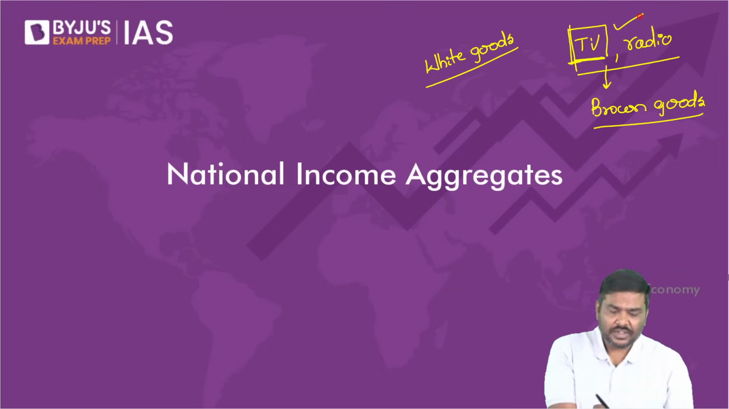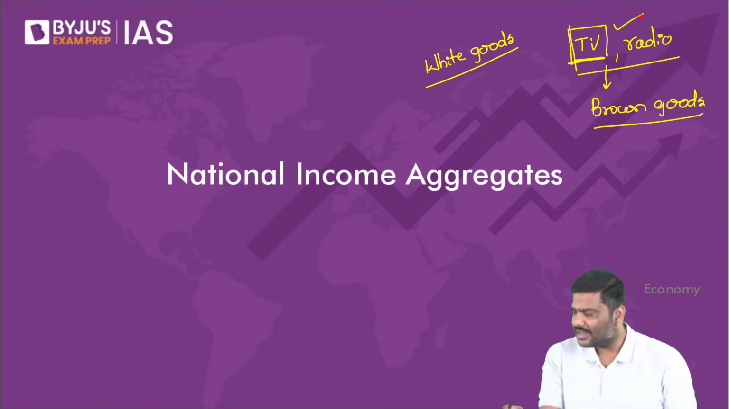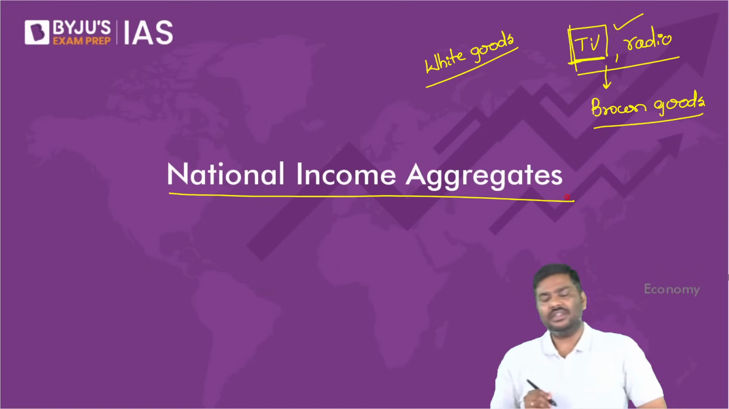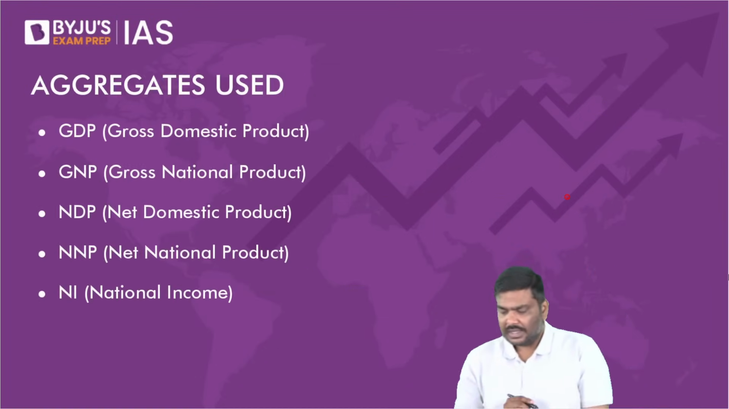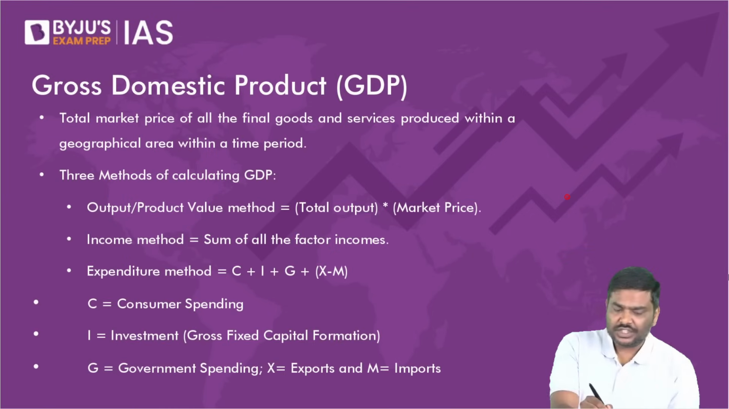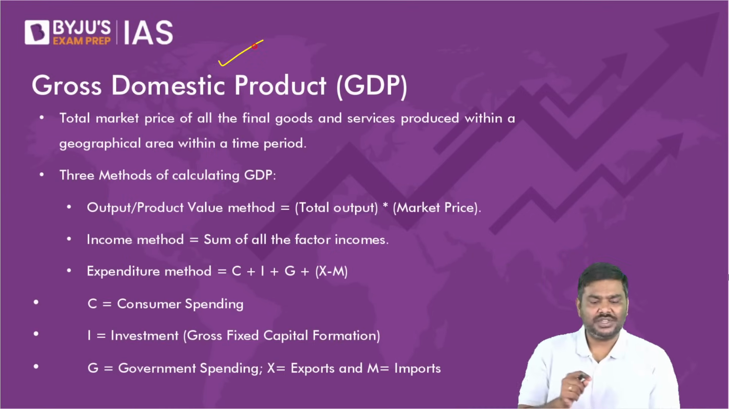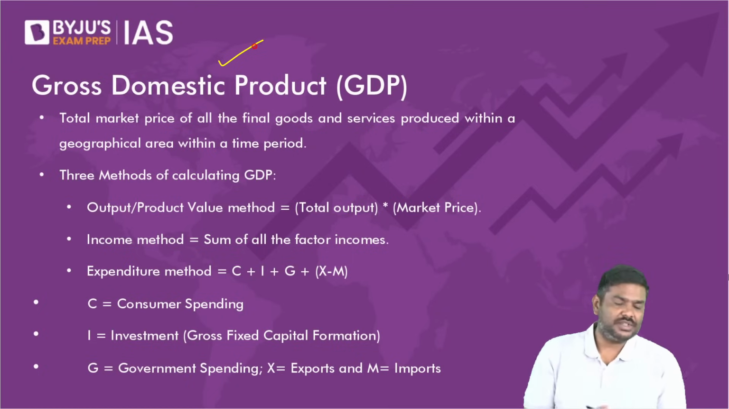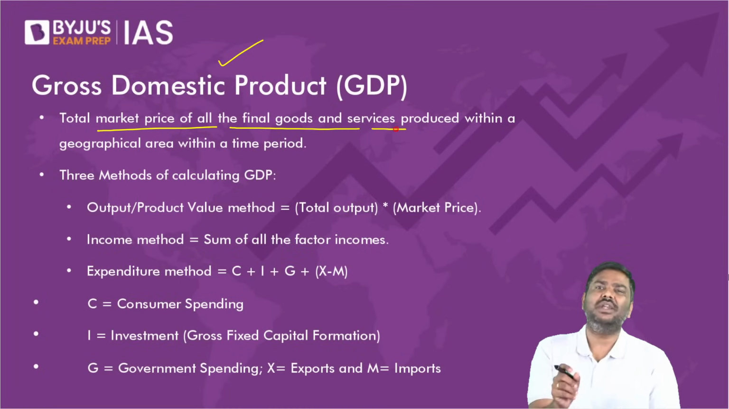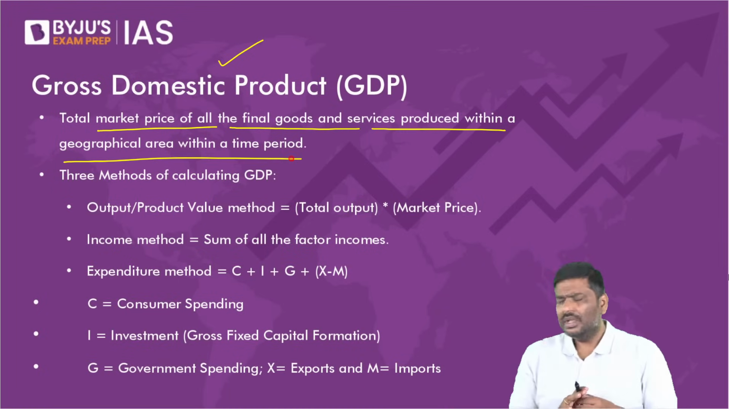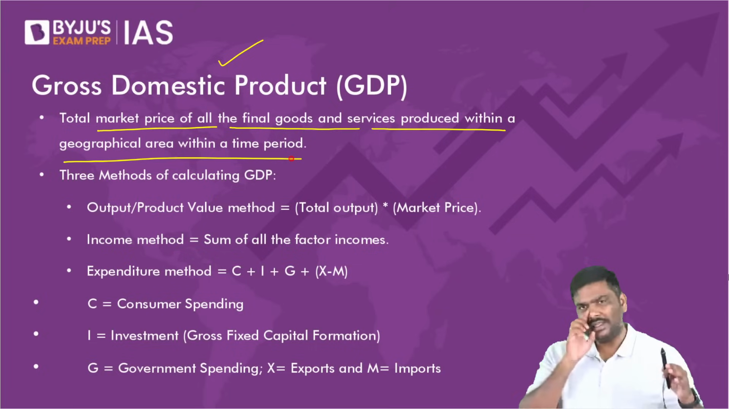Now, after that, we started with the next chapter, national income aggregates. In case of national income aggregates, yesterday we started with GDP. Do you remember this? Yesterday we started with GDP, gross domestic product. What is gross domestic product? The market price of all the final goods and services which are produced within a particular geographical area, that is, let's say in India, in one quarter. I hope you remember we discussed all of this yesterday.